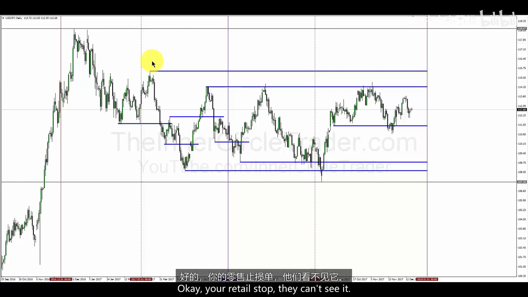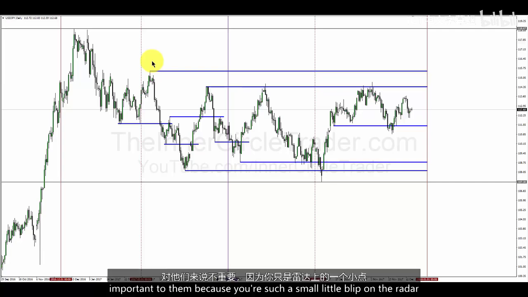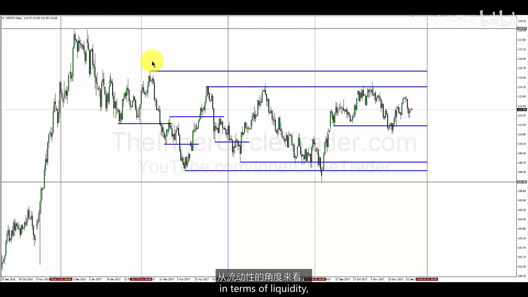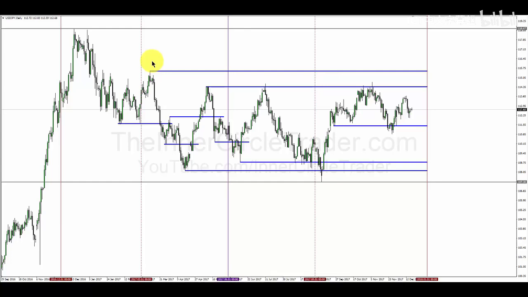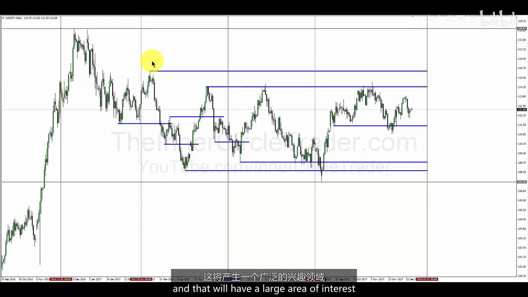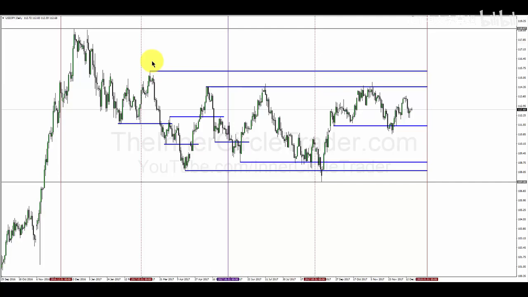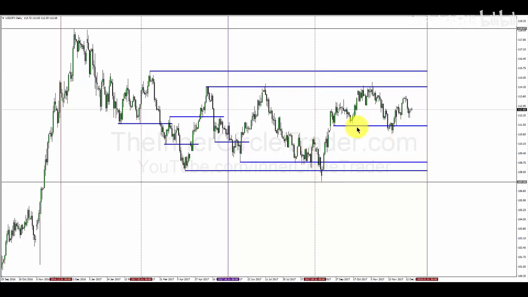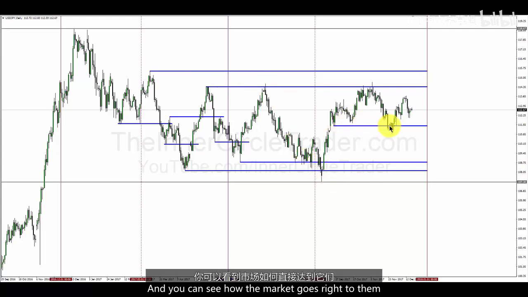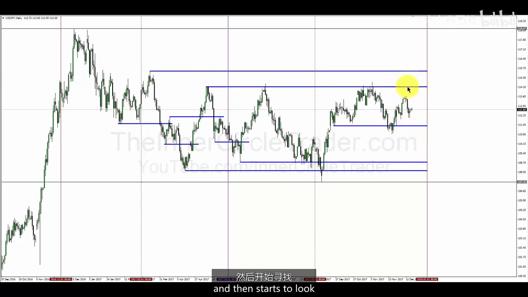Okay, your retail stop, they can't see it. They don't know where it's at. It's not important to them because you're such a small little blip on the radar in terms of liquidity. They can't pair anything up with you. So large funds, they're trading billions of dollars many times, and that will have a large area of interest for buying and selling, and the market will gravitate to those levels. But they're going to be relative to these highs, these lows, and these double tops and double bottoms. And you can see how the market goes right to them and then starts to look for the other side of the marketplace.